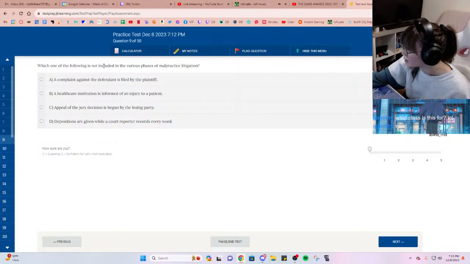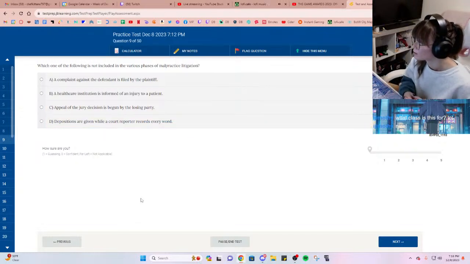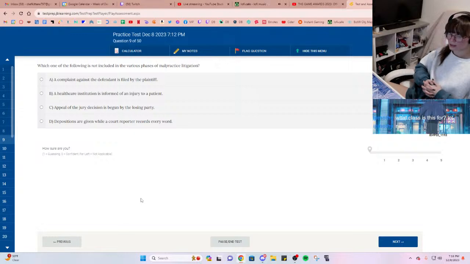Which of the following is not included in the various phases of malpractice litigation? A complaint against the defendant is filed by the plaintiff. A healthcare institution is informed of an injury to a patient. Appeal of the jury decision is begun by the losing party. Depositions are given while a court reporter records every word. I don't know. This is a tough question.